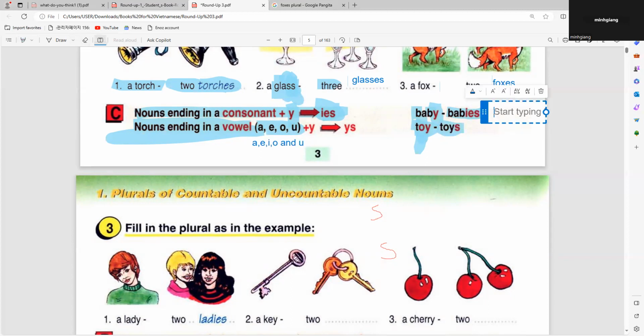Okay, so I will type. For number one, you will change letter Y into I. For number two, you will add S only. Do you understand? If a consonant is before letter Y, you will change letter Y into I and add ES. If a vowel, how many vowel letters? Five vowel letters: A, E, I, O, U. You will just add S. Do you understand now?